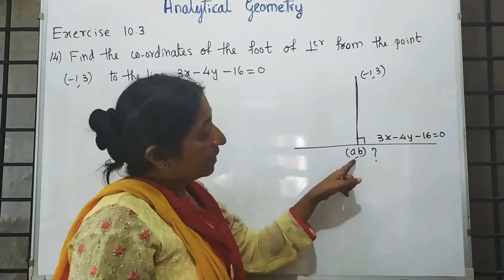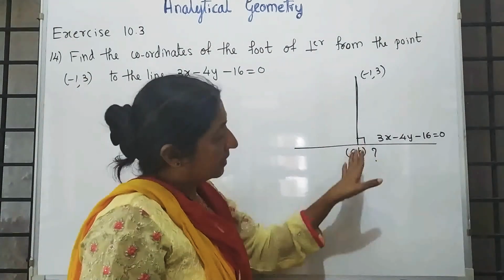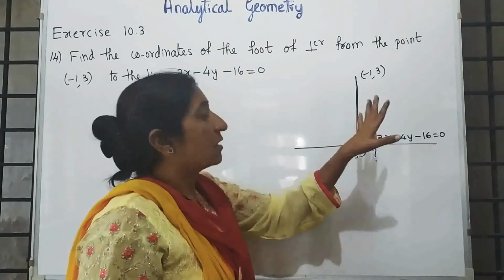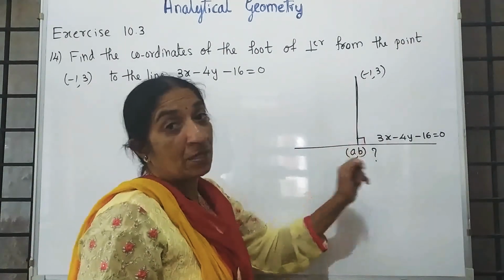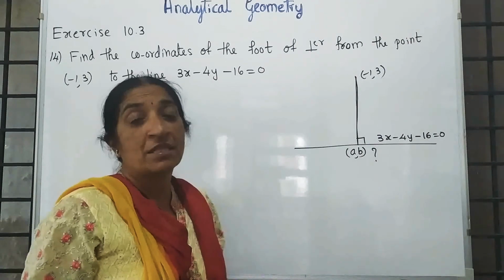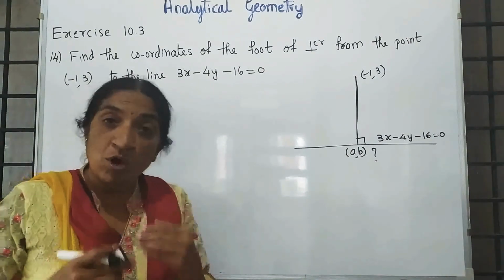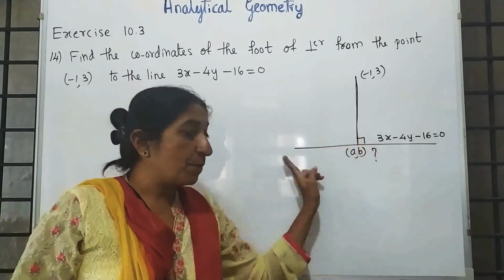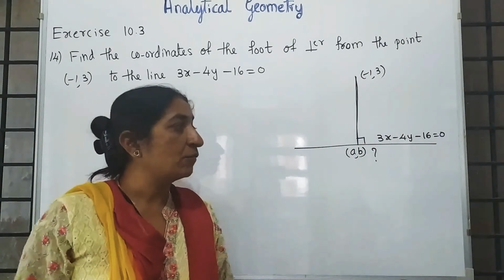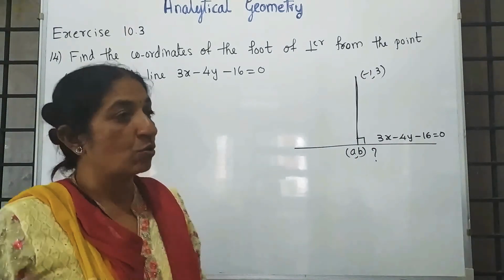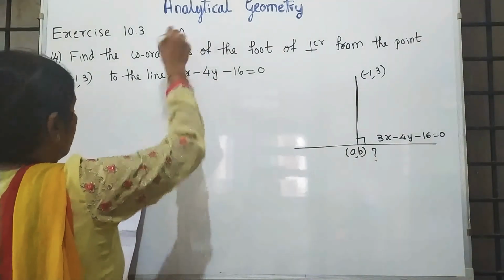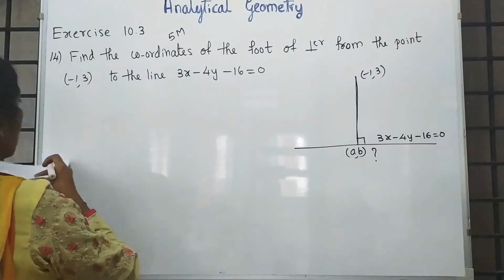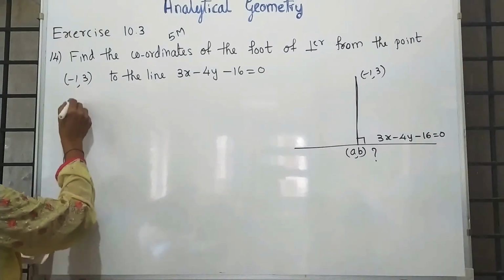That means when you get A and B, let us take this as A and B. Just assume if you join these two, then only it is a perpendicular. Our question is what are the points A and B? At what point is this line perpendicular to the line 3x minus 4y minus 16 is equal to 0. It is a very important 5 mark question. See, write down the solution.